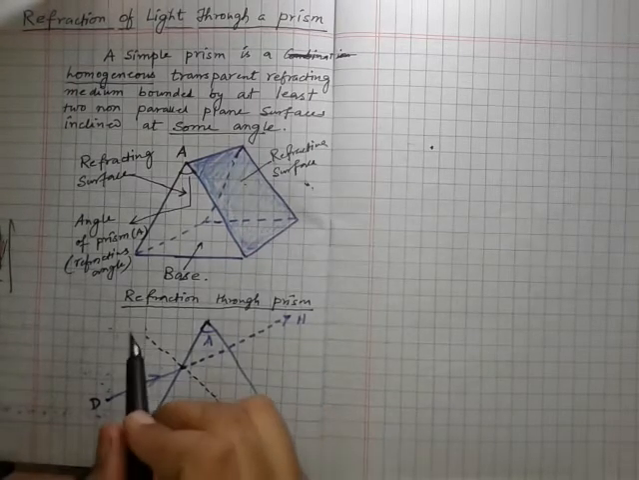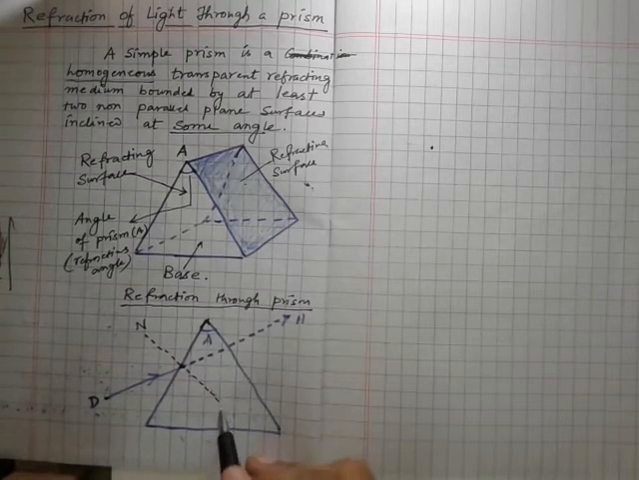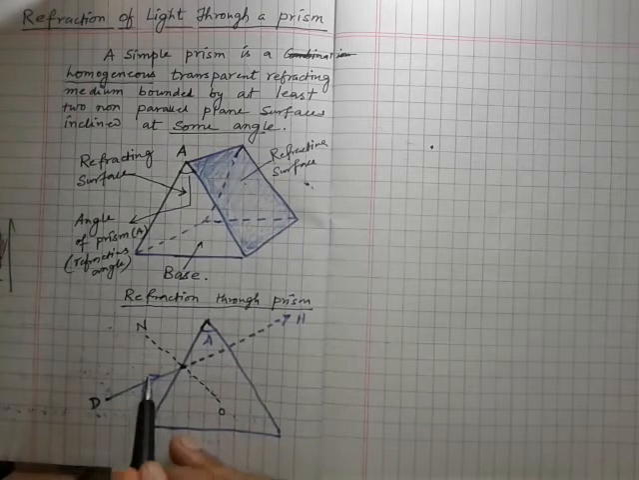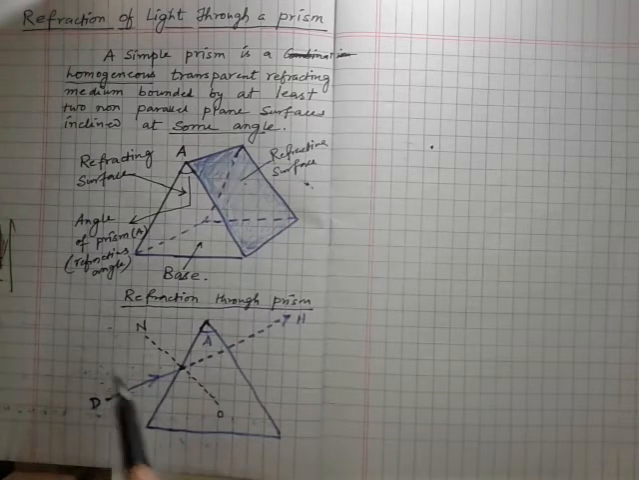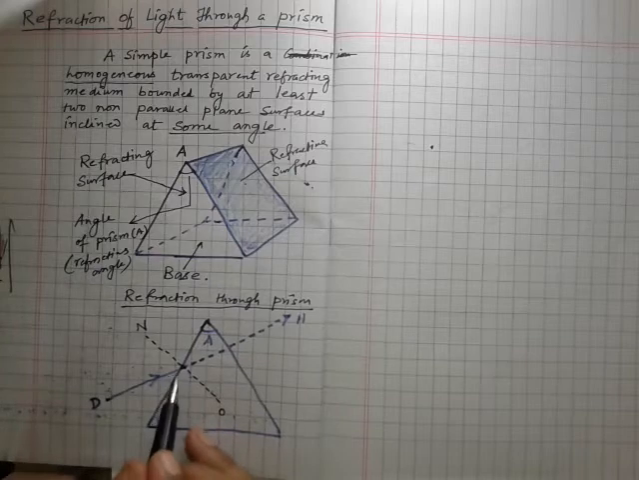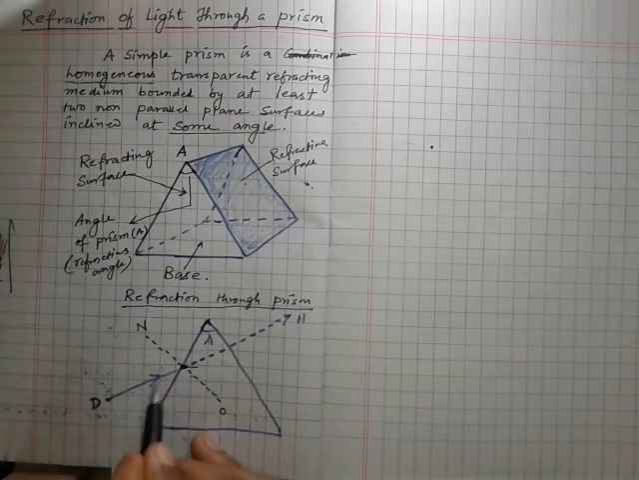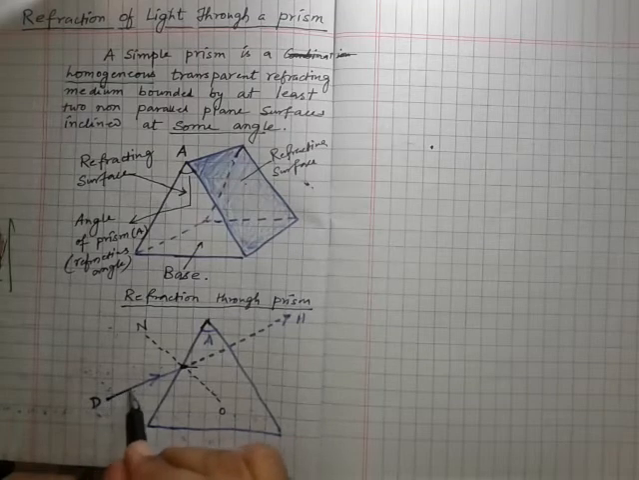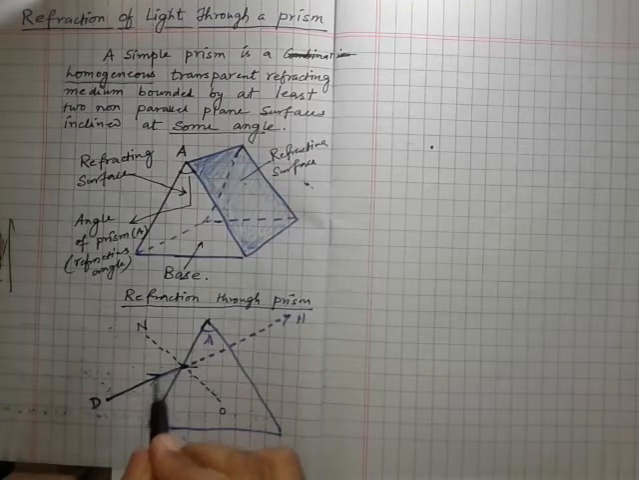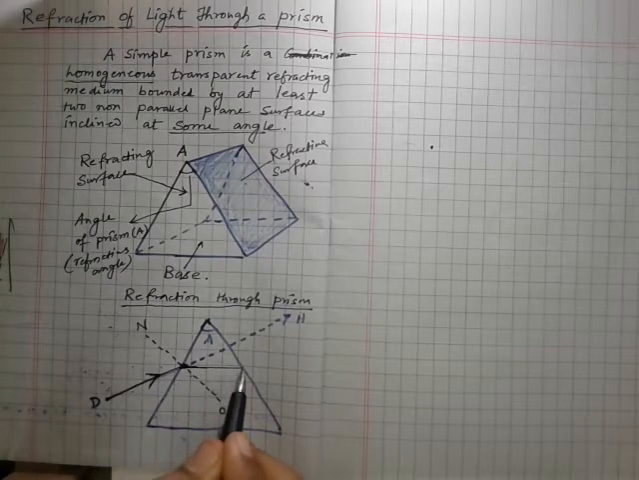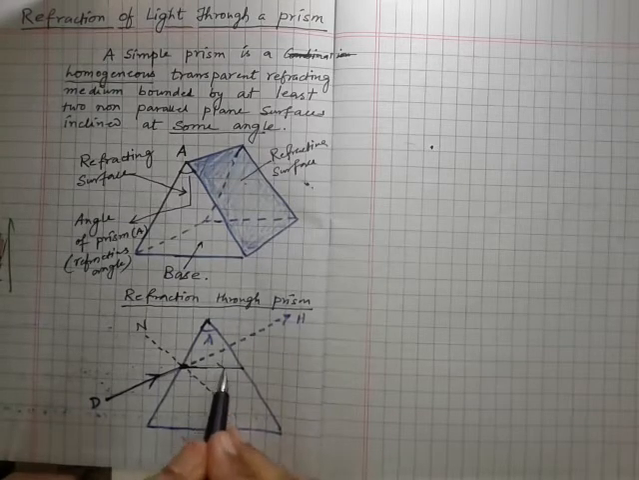Normal. You're going to give the name N and O. Then as light is going from the rarer medium to the denser medium, light will bend towards the normal. Which light? The actual ray of light, the black line. It will bend towards the normal and it will go straight. So it will go like this way.